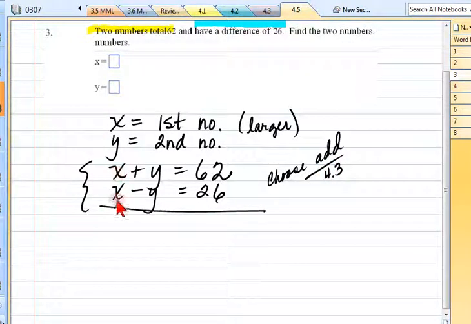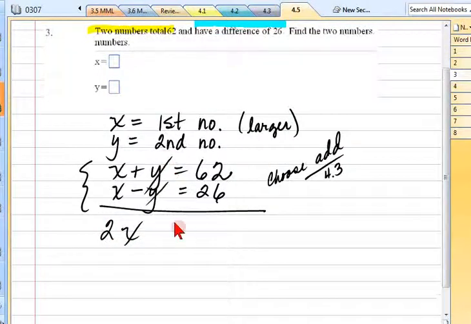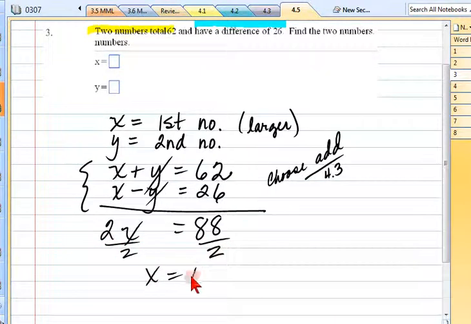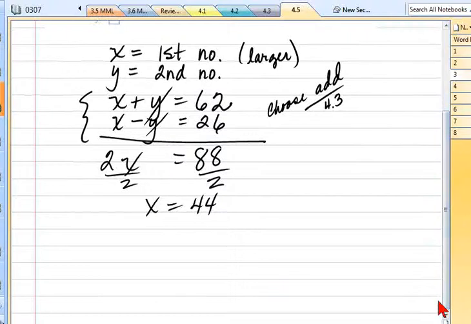Add 'em. X plus X is 2X. The Y's are canceling, and that equals 88. Divide by 2, and X is equal to 44. I've got half of it done.